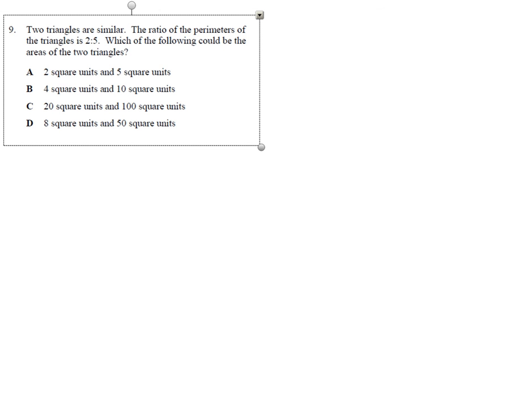So we could take 2 triangles, and since our ratio is 2 to 5, we could simply say the perimeter of this is 2, the perimeter of this is 5, right? So then we simply look, what is the scale factor between them?